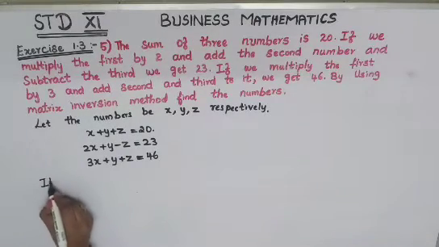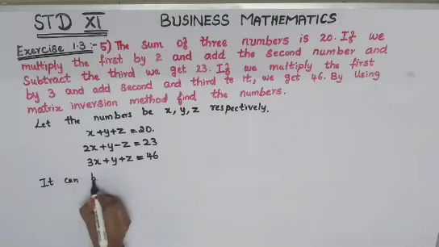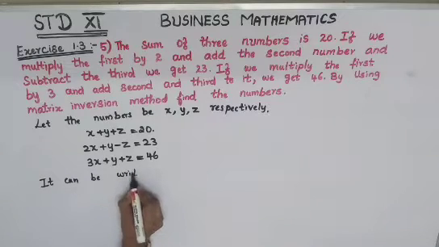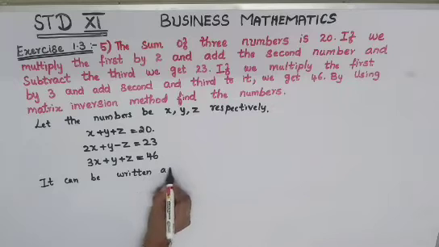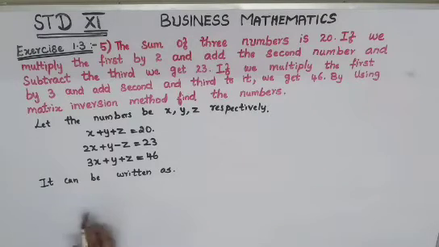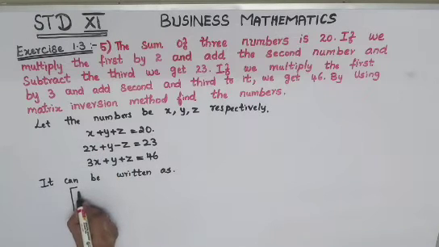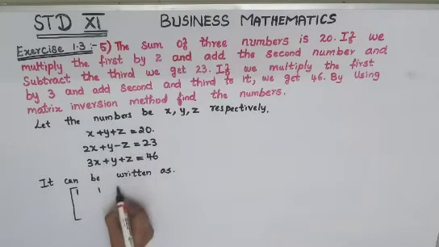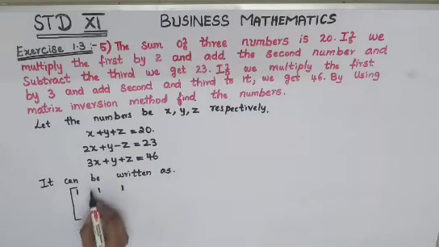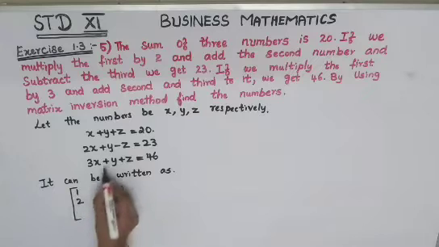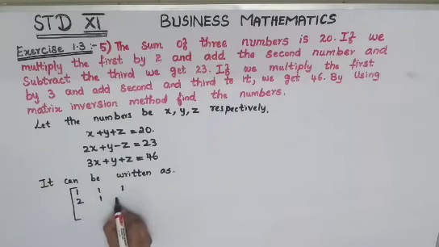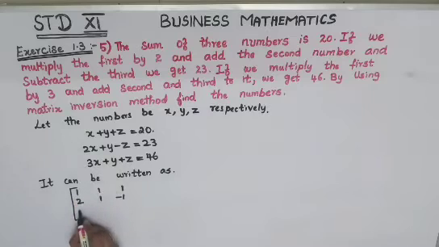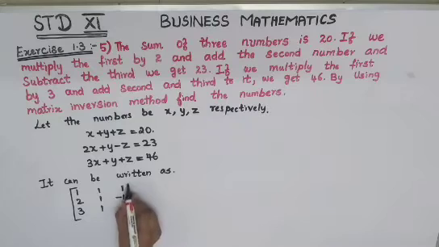So it can be written in the format of matrices. To bring your matrices, you'll have to write the coefficients of x, y and z. So coefficient of x is here 1, coefficient of y is again 1, coefficient of z is 1. Same way for the second equation, for x it is 2, y it is 1, z is minus 1. And here for x it is 3, coefficient of y is 1, coefficient of z is 1.